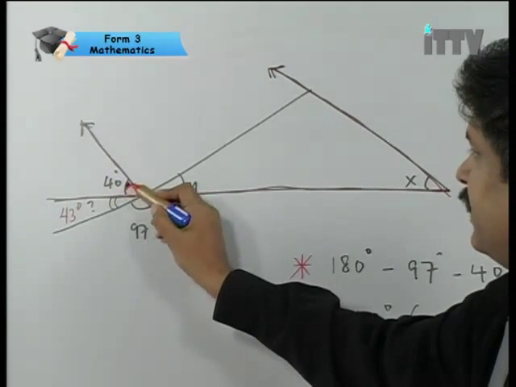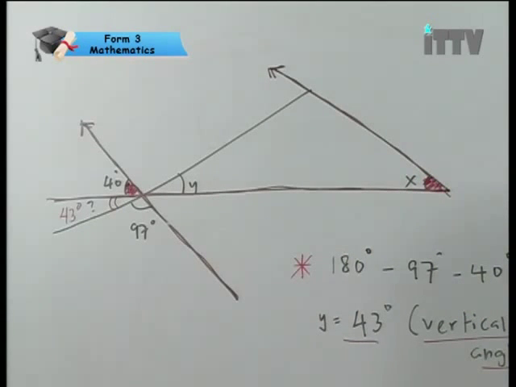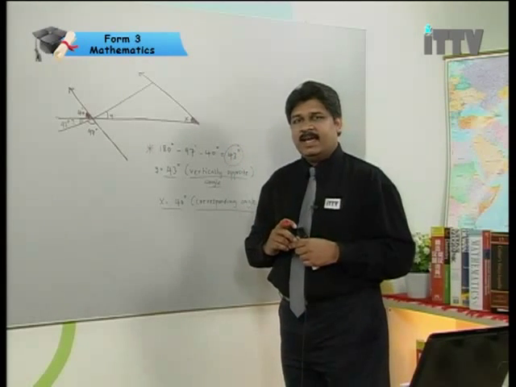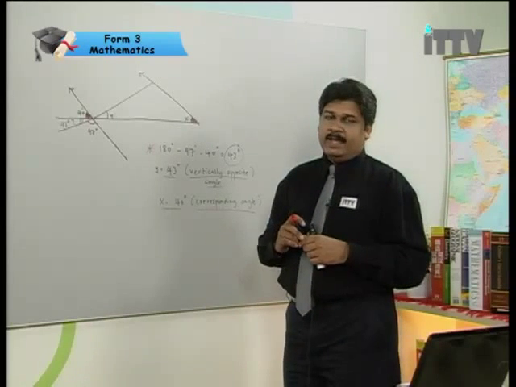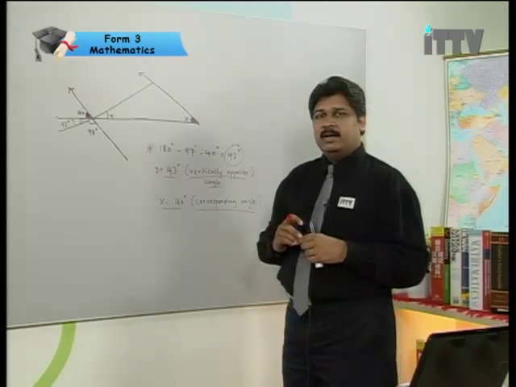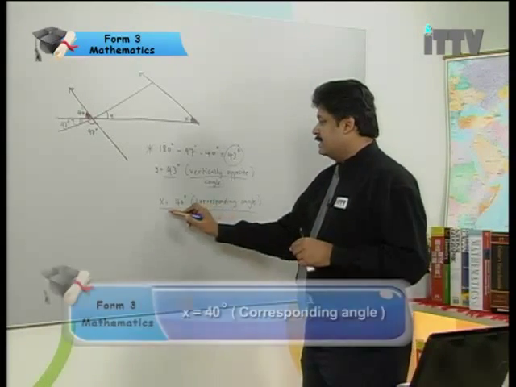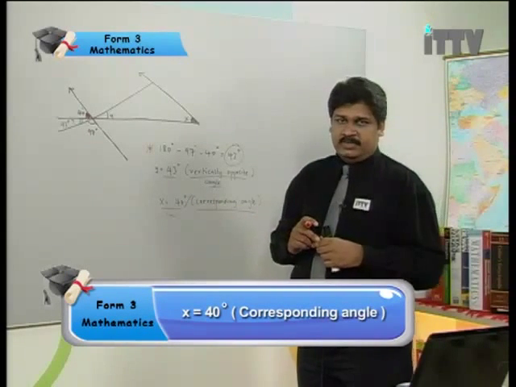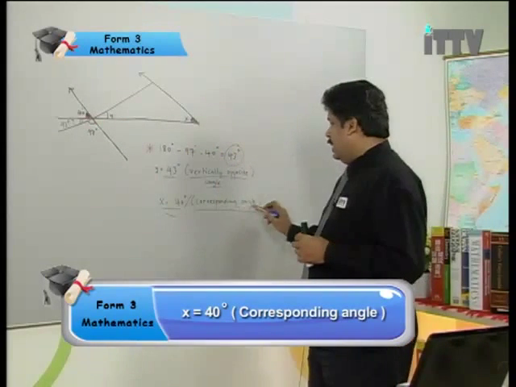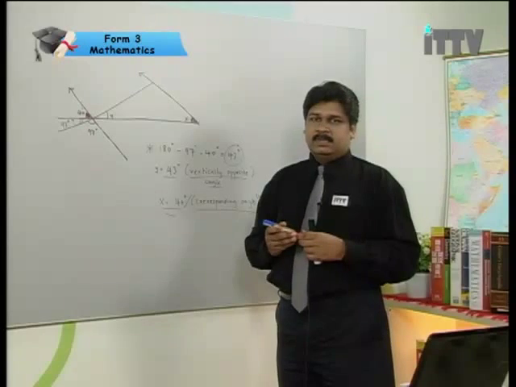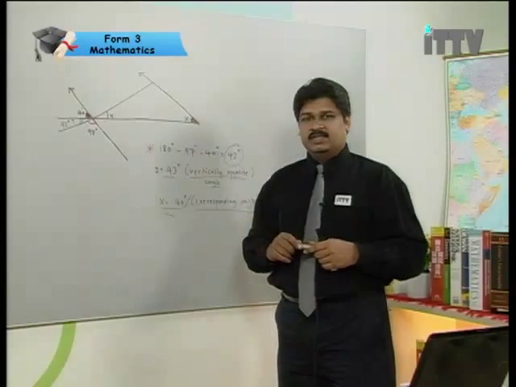As such, this value of 40 should be equivalent to the value of x, because when you're talking about the letter F, indirectly we are saying that these two angles are corresponding in nature, and being corresponding angles, both values must be equal. As such, x is equal to 40 degrees, the reason being x and the 40 degrees are corresponding angles. So you see, students, it is not that difficult for us to answer these questions.